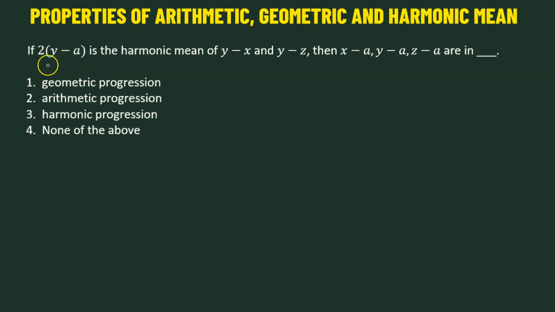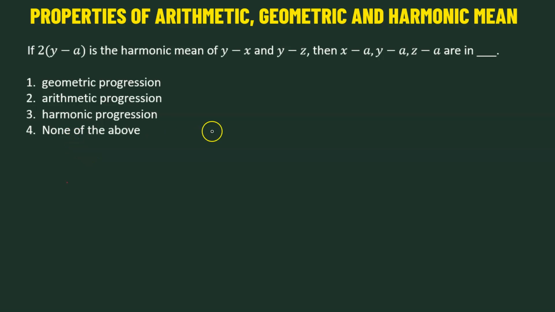So here in this problem we're given that 2 times y minus a is the harmonic mean of these two numbers, y minus x and y minus z. Then we have to show that x minus a, y minus a and z minus a, these three terms are going to form what? A geometric progression, arithmetic progression, harmonic progression, or none of the above.